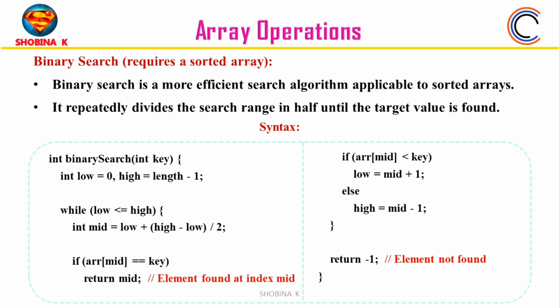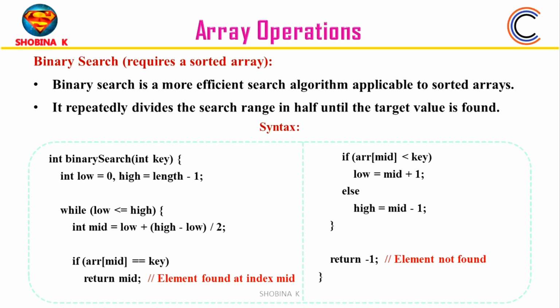int binarySearch(int key). This line declares a function named binarySearch that takes an integer parameter key. int low = 0, high = length - 1. In this line, we initialize two variables, low and high, representing the search range. while (low <= high). This line initiates a loop that continues as long as the search range is not empty. int mid = low + (high - low) / 2. This line calculates the middle index of the current search range.